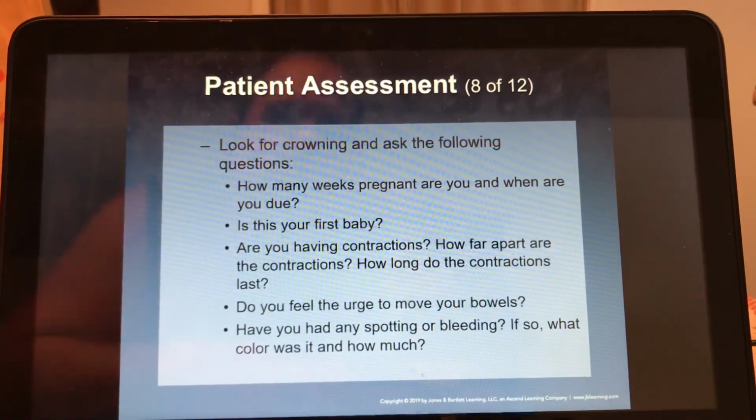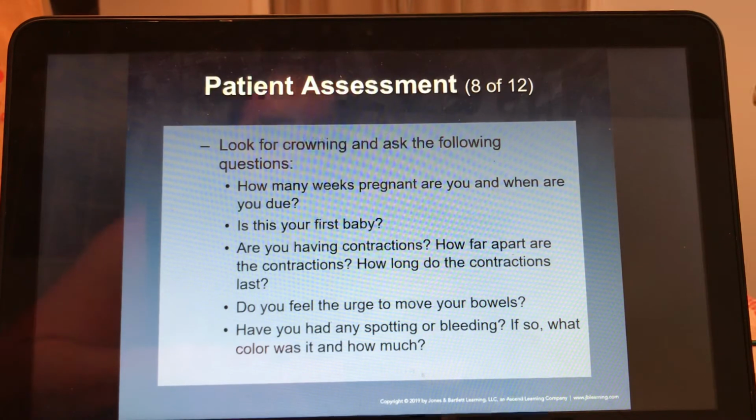So again, how many weeks pregnant are you? When is your due date? That's another good history question. When are you due? Okay. You do want to know if it's first baby. The reason being is if it's not, then more than likely this is going to go a lot faster. And how many babies she has is probably the faster it's going to go.